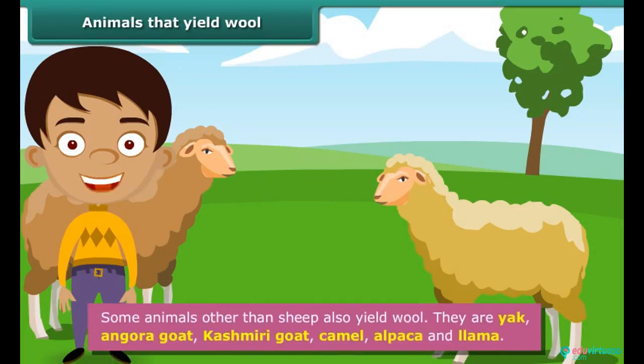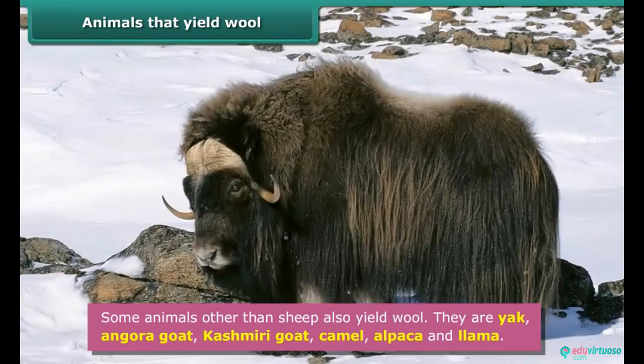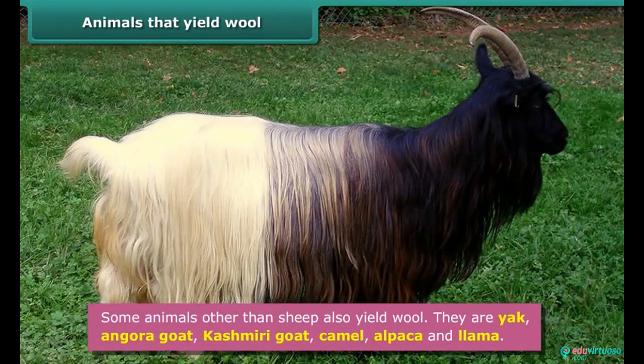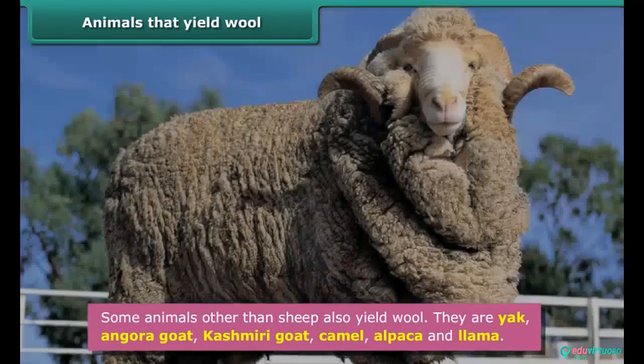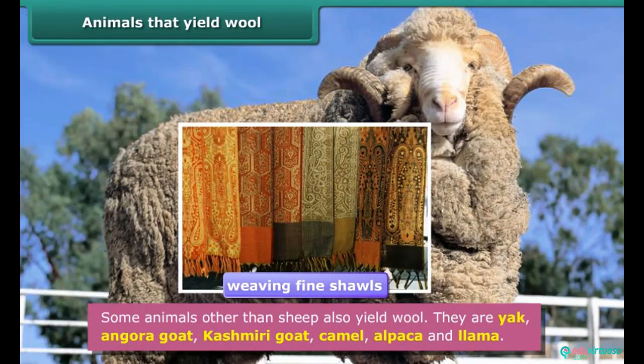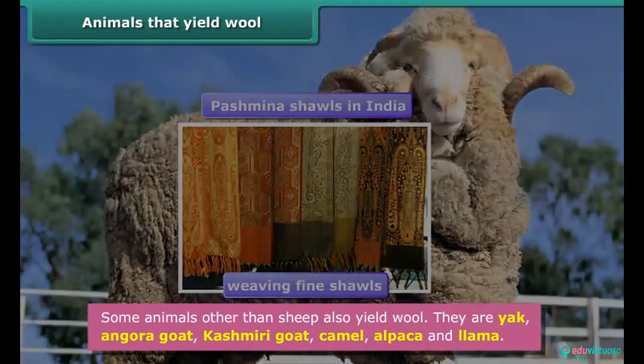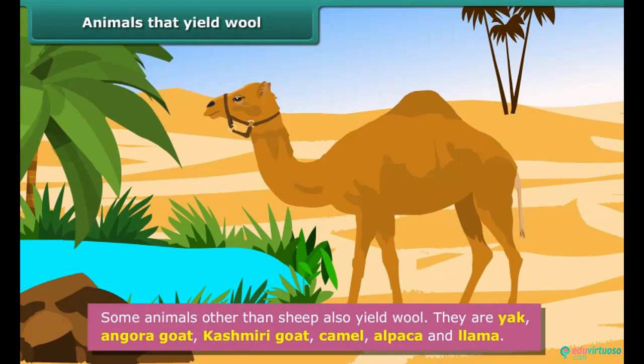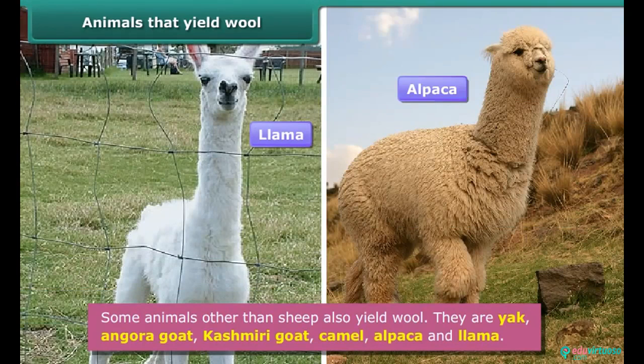Some animals other than the sheep also produce wool. They are yak. Yak wool is common in Tibet and Ladakh. Angora goat. It is found in hilly regions such as Jammu and Kashmir. The wool obtained from it is called Angora wool. Kashmiri goat. The wool obtained from it is very soft and is used in weaving fine shawls. These shawls are popular as pashmina shawls in India. Camel. The fur on the body of a camel is also used as wool. Llama and alpaca. They are found in South America and they yield wool.